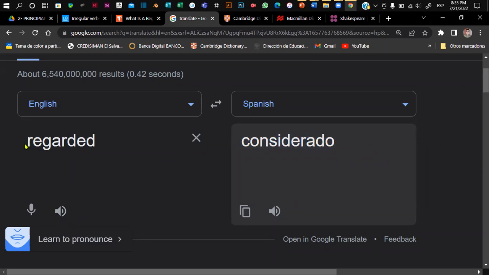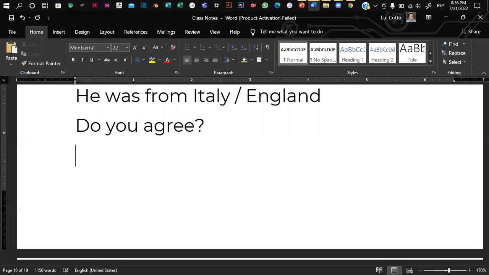What is the pronunciation of this word? ID. T or D. We have only three pronunciations. Remember, two classes ago, we were studying that. Hace dos clases. Regarded. Repeat. Regarded. So the pronunciation is ID, T, or D. We have only those three. And for that word it is ID, regarded.